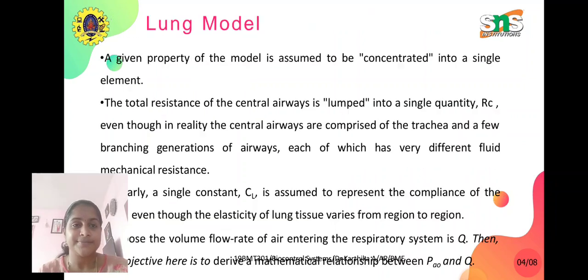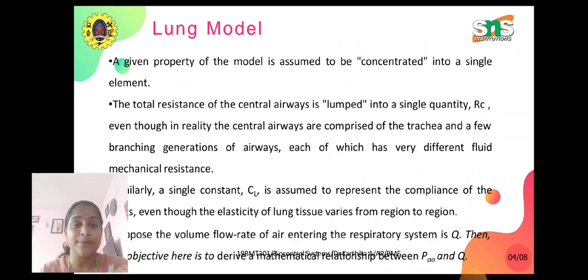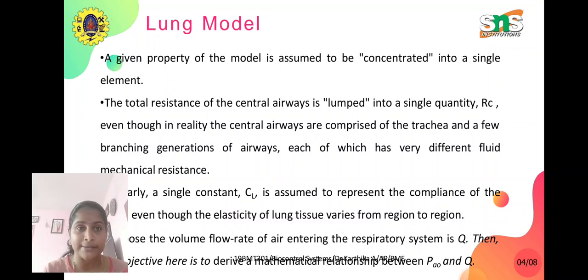A given property of the lung model is assumed to be concentrated into a single element. The total resistance of central airways is lumped into a single quantity RC, even though in reality the central airways are comprised of the trachea and a few branching generations of airways, each of which has a different fluid mechanical resistance. Similarly, a single constant CL is assumed to represent the compliance of the lung, even though the elasticity of lung tissue varies from region to region.